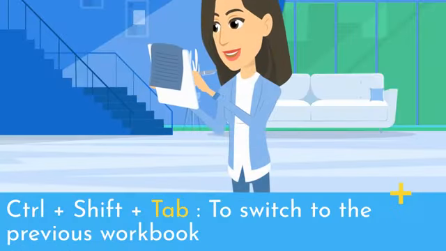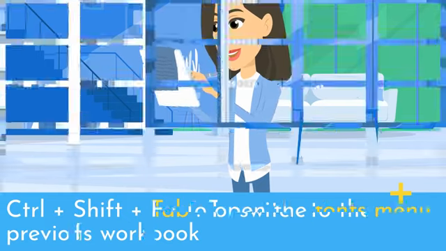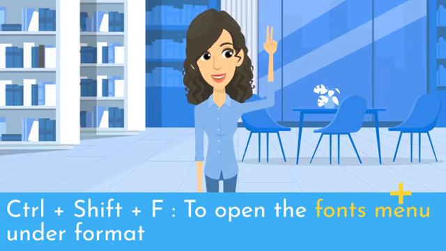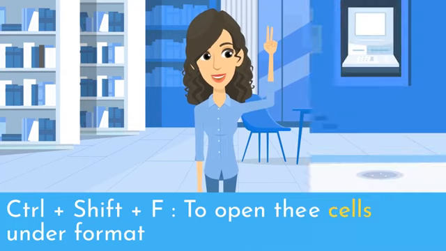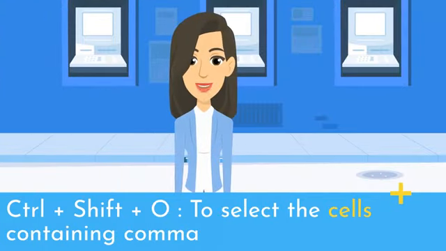Control plus Shift plus Tab to switch to the previous workbook. Control plus Shift plus F to open the Fonts menu under Format. Control plus Shift plus O to select the cells containing comments.